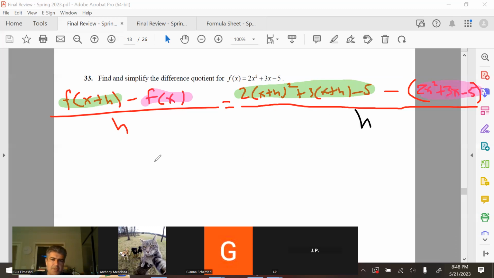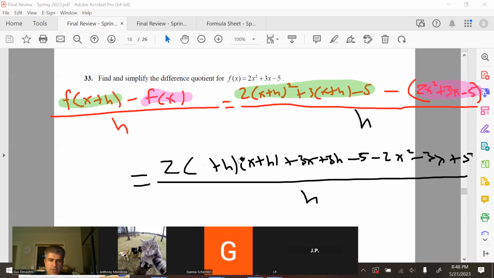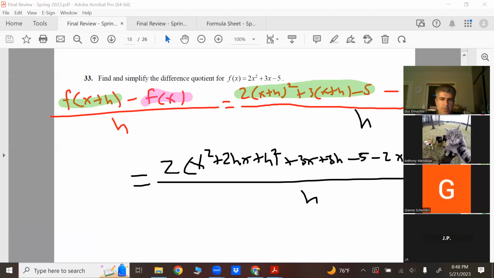At this point, it's all algebra. You just FOIL, right? Like 2 times (x plus h) times (x plus h), plus 3x plus 3h. Make sure you take care of the minus 5, minus 2x squared minus 3x plus 5, all over h. I'll just do the foiling right now. That's x squared plus 2hx plus h squared. If you distribute, you should get 2x squared plus 4hx.